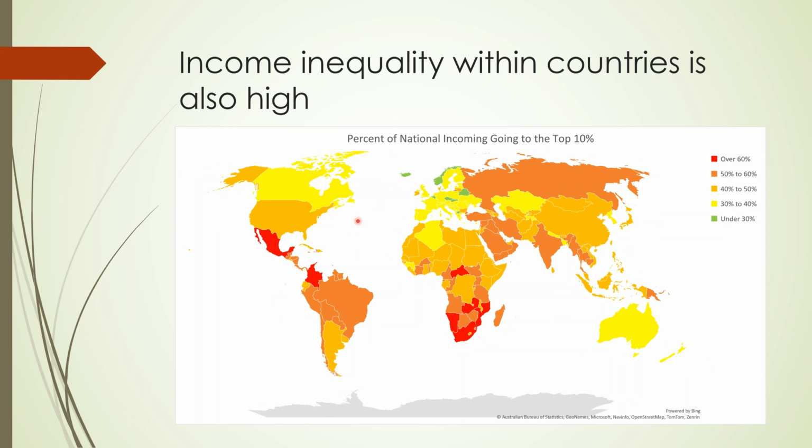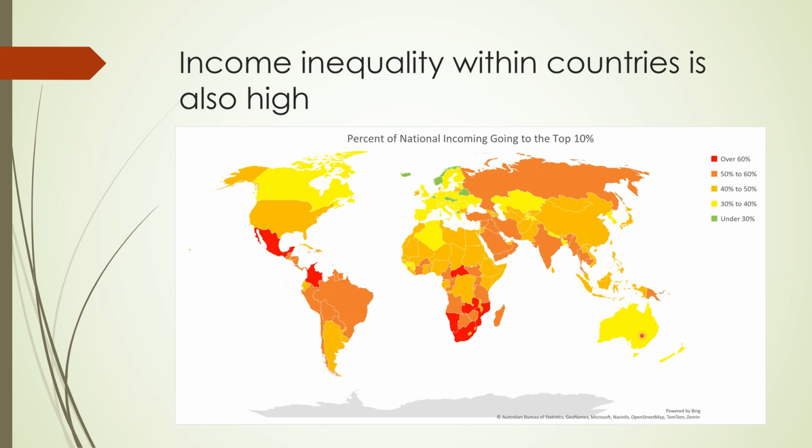So income inequality is high between countries, but it's also high within countries. We saw that a lot of the African countries were very poor, but they also have fairly high concentrations of income within the country. But so does the United States. In the United States, between 40 and 50%, closer to 50%, of the national income goes to the top 10%. Income inequality within the country is very high in South Africa and in Mexico.